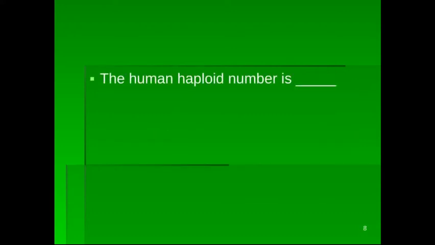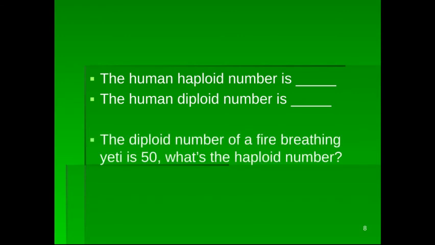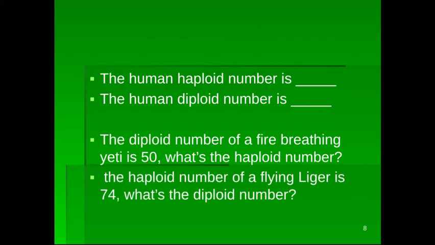So the human haploid number is, if you said 23, that's awesome. The human diploid number is, if you said 46, you're rocking it out. Now that's for humans. So in the case of a fire-breathing yeti, okay, it might have 50 chromosomes. And if we were to be told that it has 50 chromosomes, the diploid number is 50, what would the haploid number be? Okay, if you said 25, that was awesome.